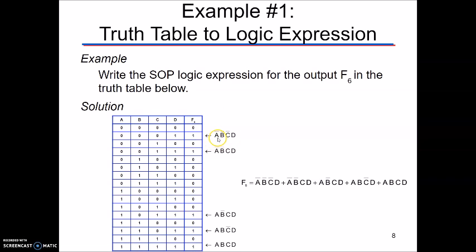Okay, so this first one is A'B'C'D. Then we have A'B'CD. AB'CD. ABC'D. And then ABCD. All of those then get transferred into our SOP function right over here. So we write the minterms, turn them into our function.